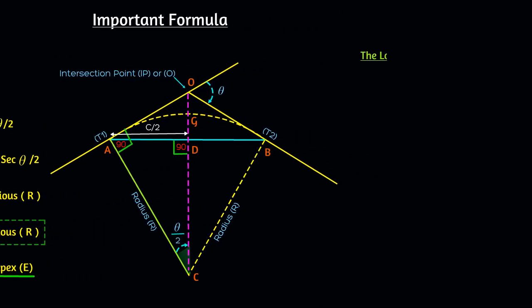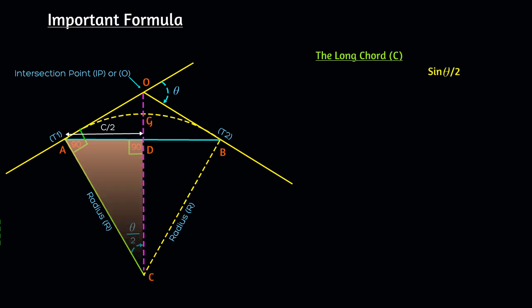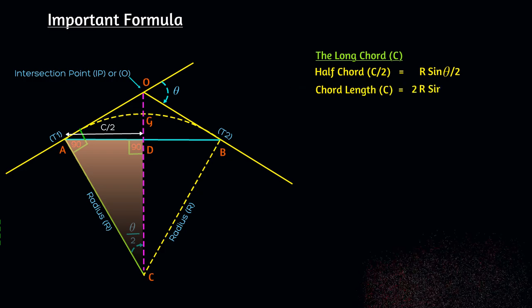Long chord length, C. Now, considering this new right-angled triangle, sin theta divided by 2 is equal to the opposite side divided by the hypotenuse. Here, the opposite side is half of the chord length, and the hypotenuse is the radius. Formula: chord length, C, equals 2 times radius multiplied by sin theta divided by 2.